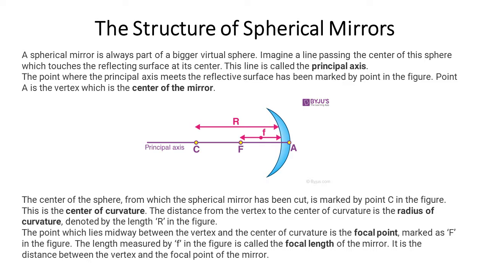Then you have the principal focus or the focal point F, and the distance between the focal point and the pole of the mirror A is called the focal length. So these are the different points of a spherical mirror that you need to know: the focal length, the center of curvature, the pole of the mirror, the principal focus, and the radius of curvature. Radius of curvature is the distance between the center of curvature and the pole of the mirror, and the focal length is the distance between the principal focus and the pole of the mirror.